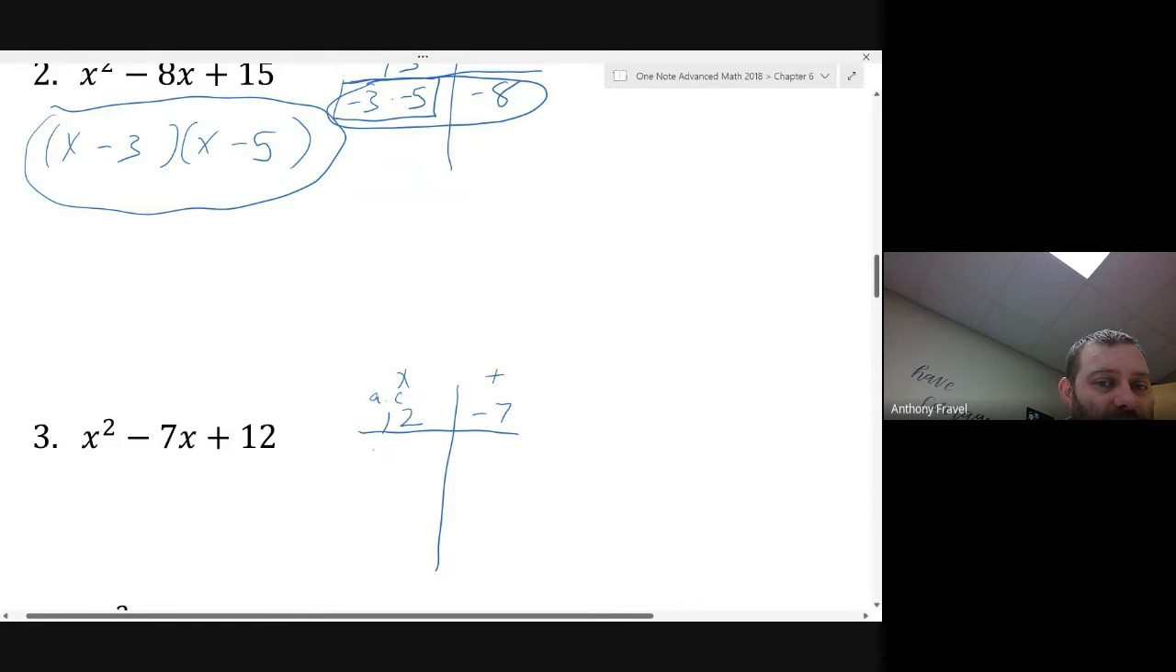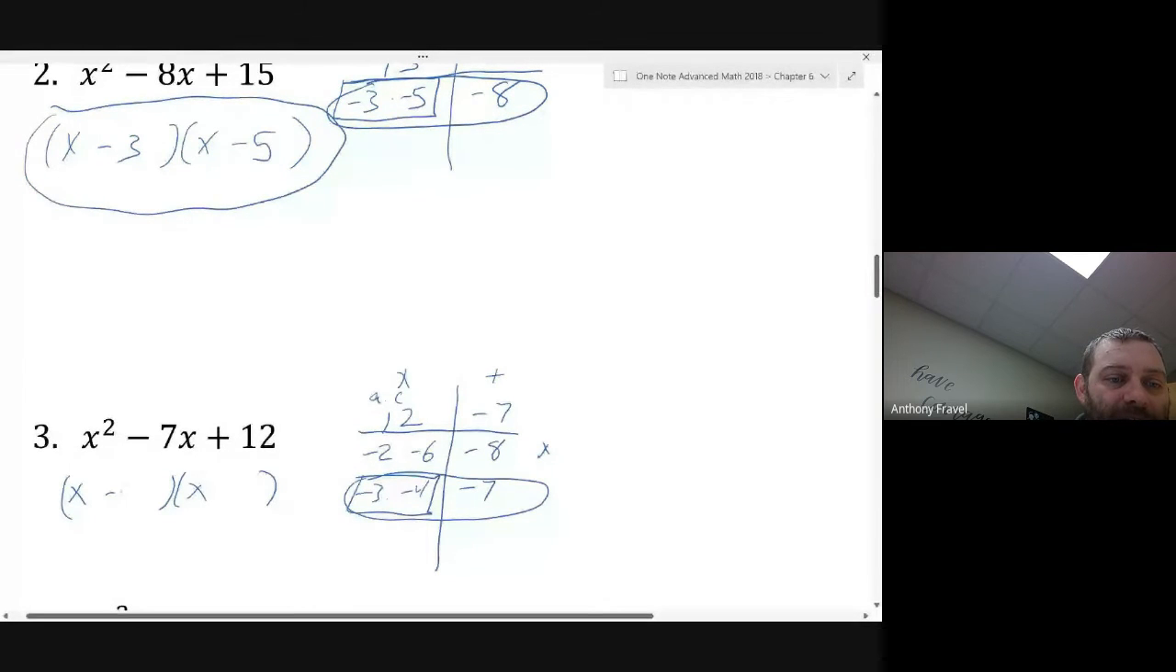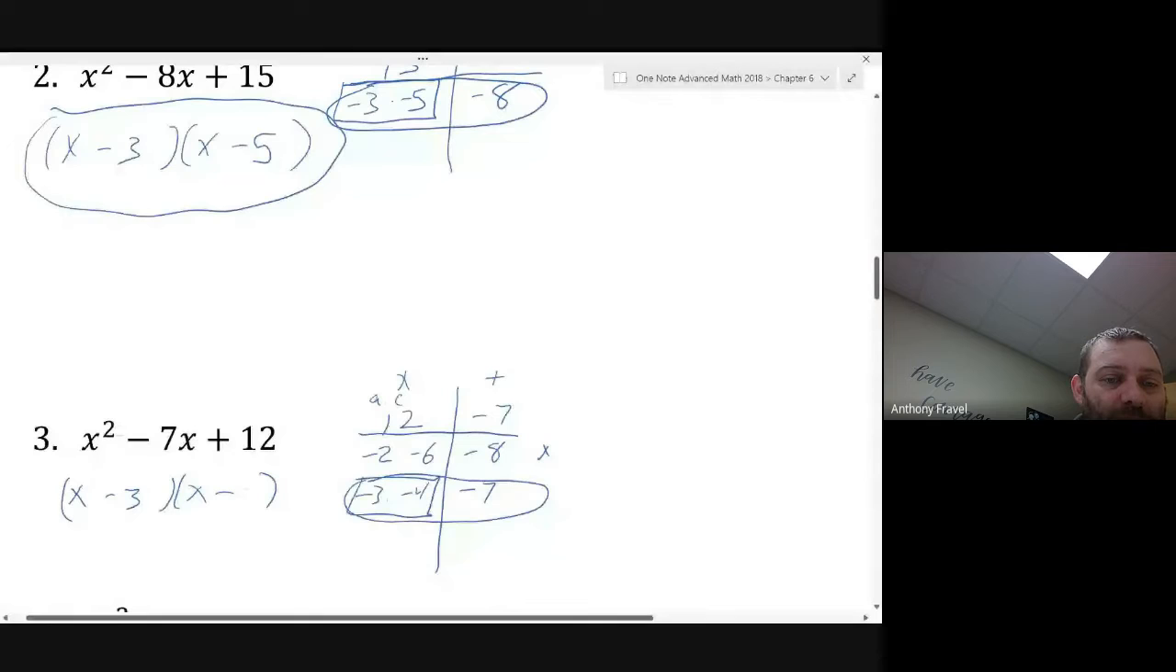I'll start off with, let's say, -2 and -6. Those multiply to make 12. Added together, they make -8, so it's not that one. I can try -3 times -4. -3 and -4 added together equal -7. Fantastic, we found it. We're crushing it. So same thing. I get an X here, put some parentheses down, I've got 2 X's, and then I've got -3 and -4.